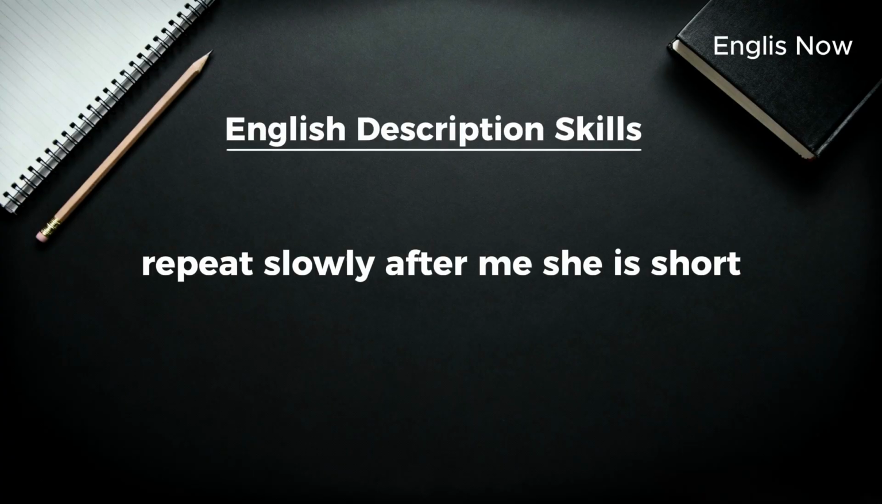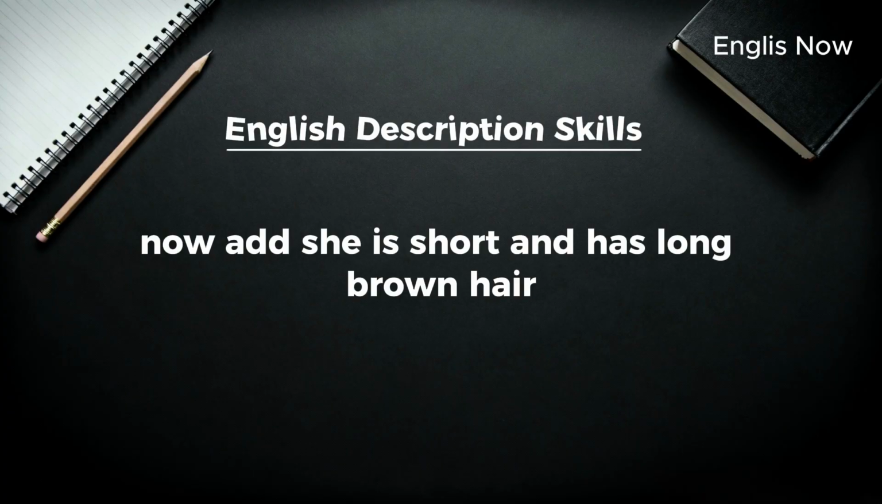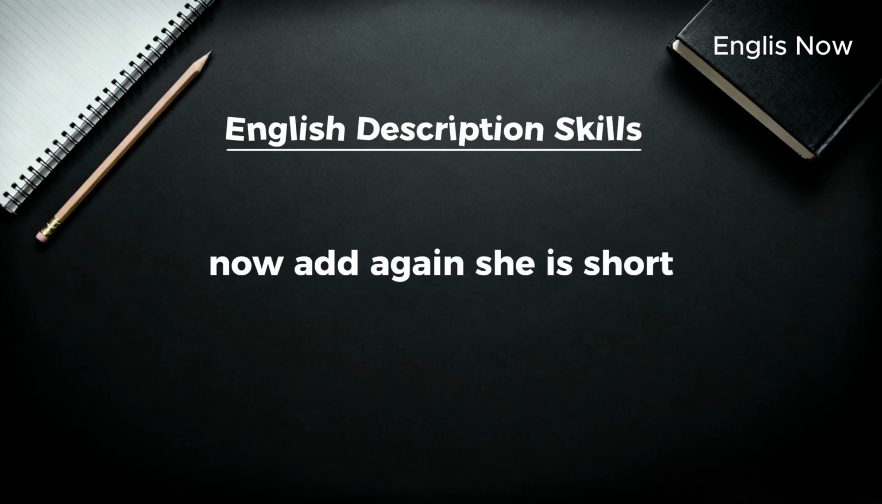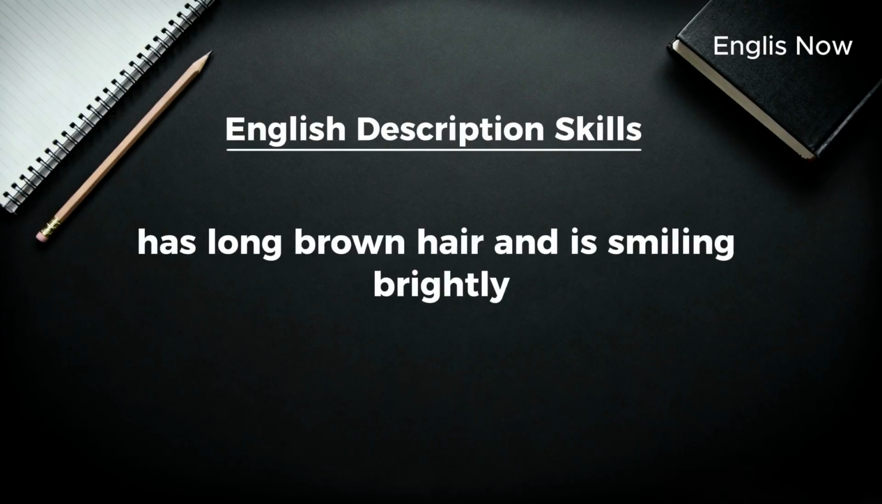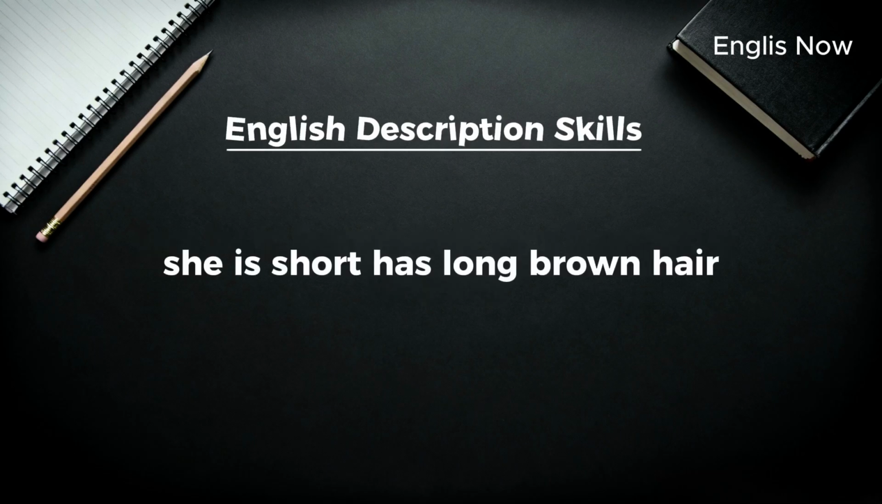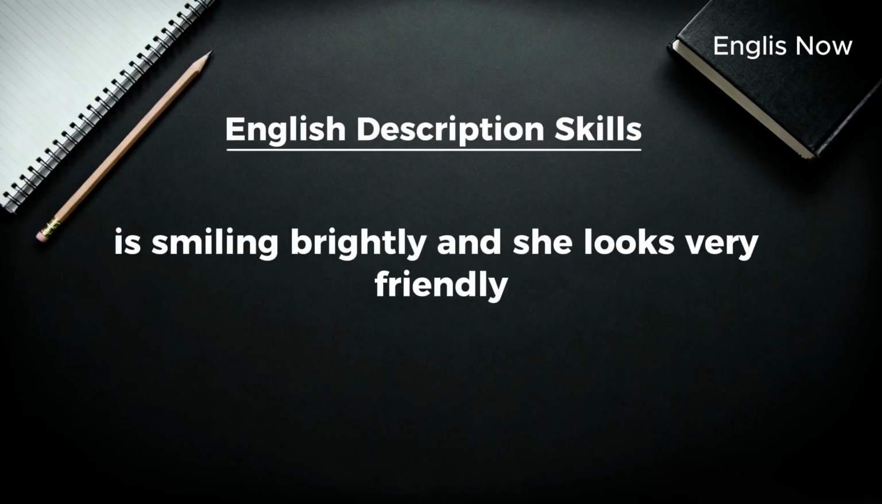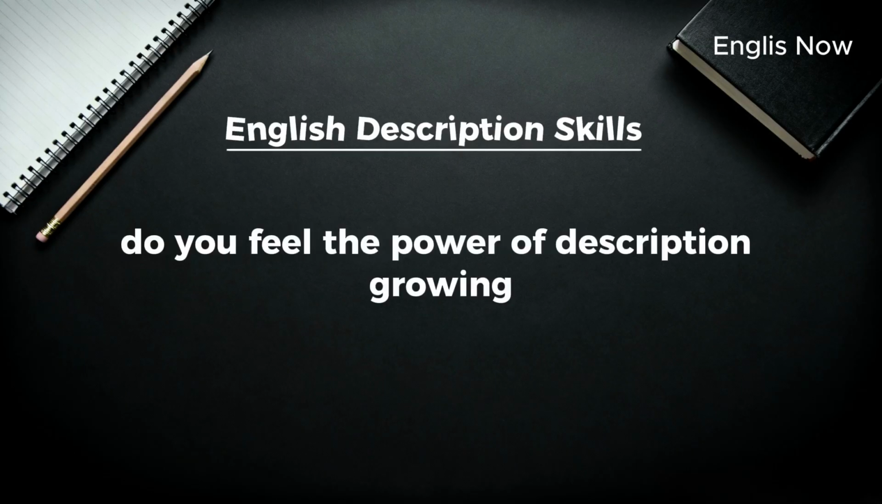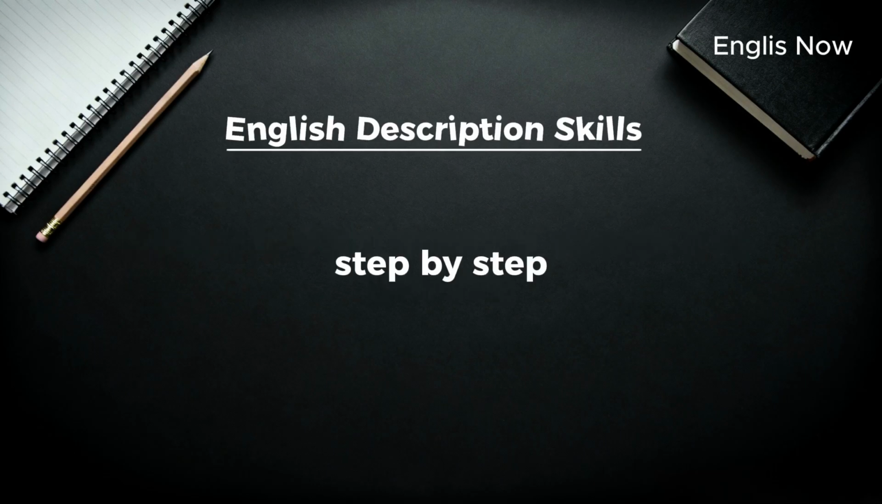She is short. Now add, she is short and has long brown hair. Now add again. She is short, has long brown hair, and is smiling brightly. And finally, she is short, has long brown hair, is smiling brightly, and she looks very friendly. Do you feel the power of description growing step by step?